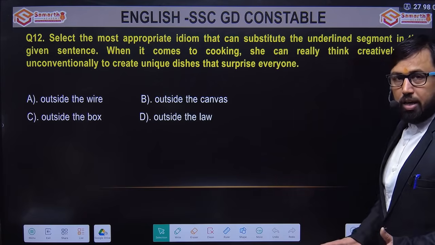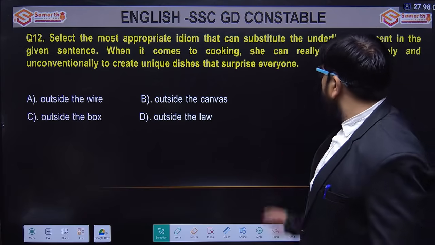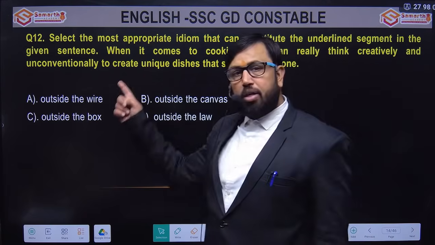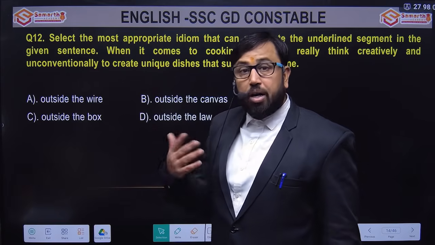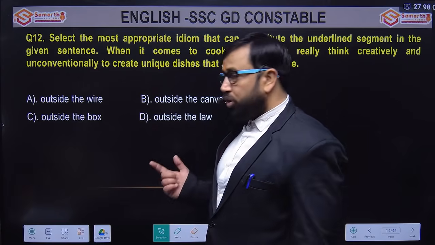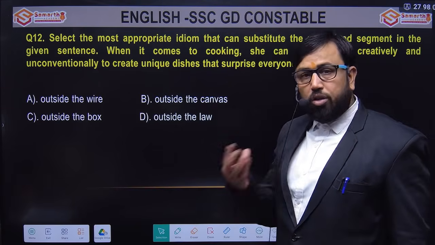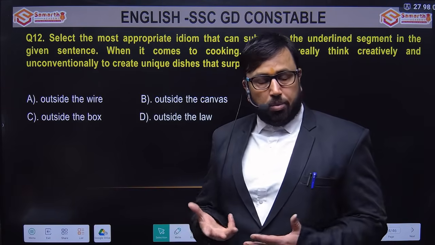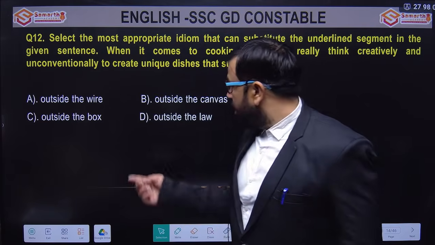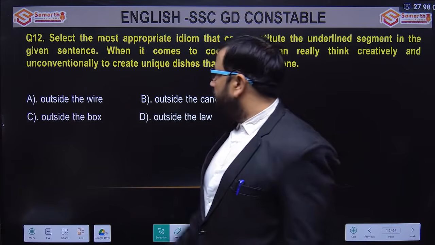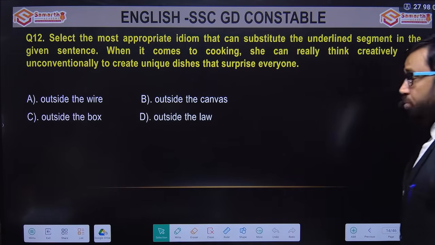Outside the law we won't go, that's going to be illegal. So creatively and unconventionally, somebody who thinks differently, that is what it means. There is an idiom in English, out of the box. Out of the box thinking is something different, something unconventional. So outside the box is the right option here. C option would be the right answer.